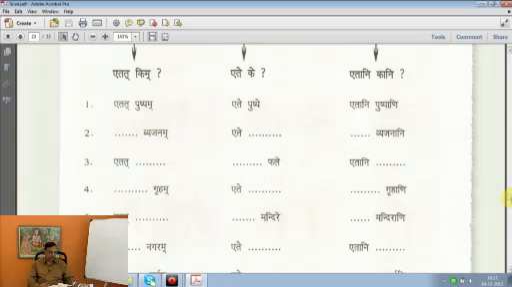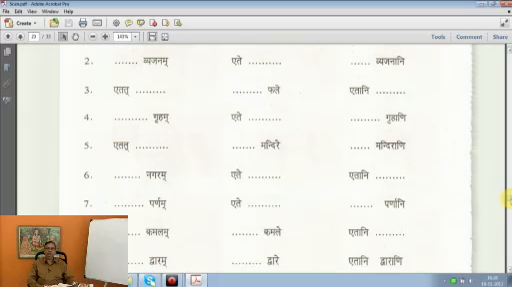Next, the third sentence is etat, nothing is given. So phala is the clue here. Etat phalam, ete phale, etani phalani. So we are deriving this way, the neuter pronoun with the neuter noun. Etat gruham, this is a house. Ete gruhe, etani gruhani, these are the homes. Etat mandiram, mandiram is also neuter. So ete mandire, etani mandirani.